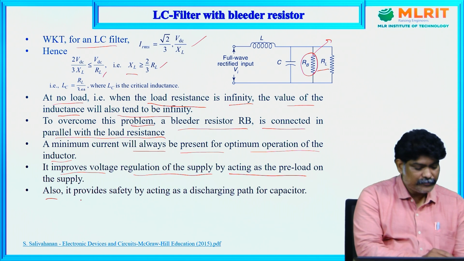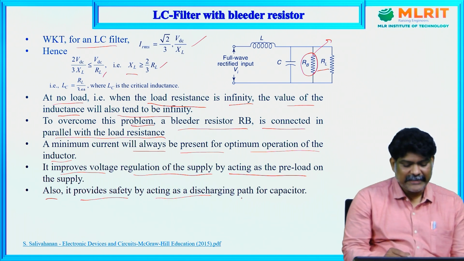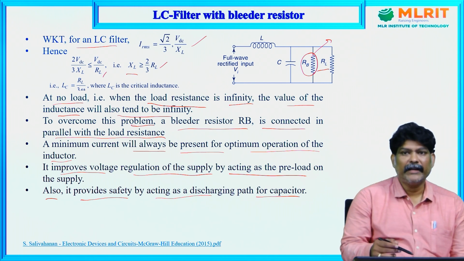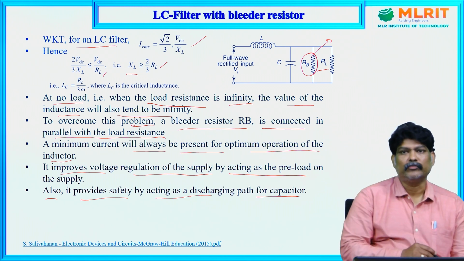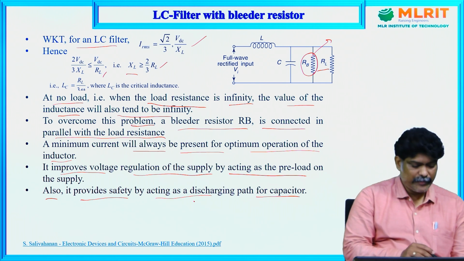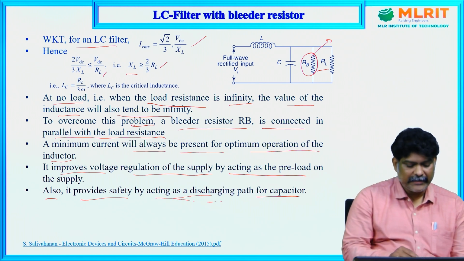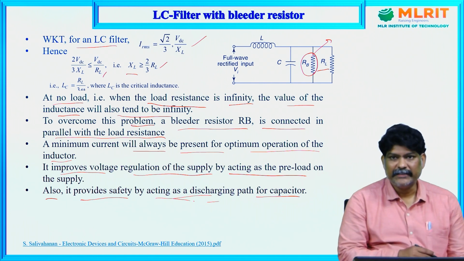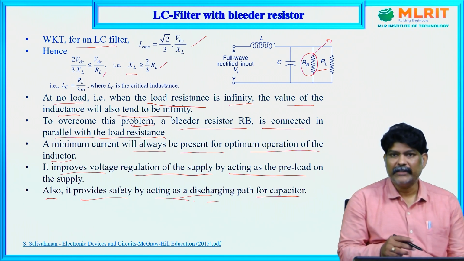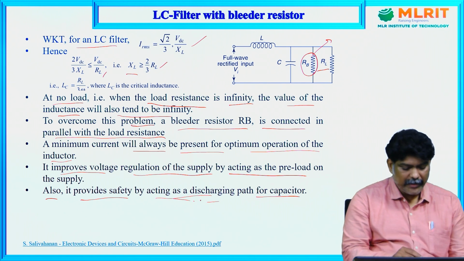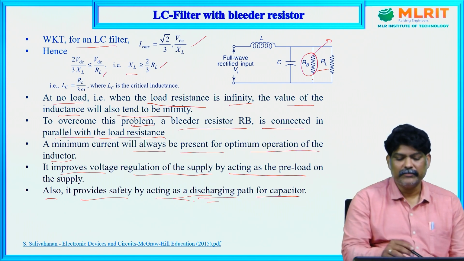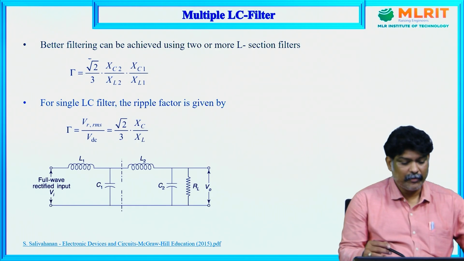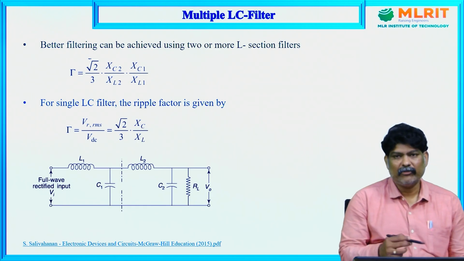And it also provides safety by acting as a discharging path for the capacitor. So the unwanted AC component will not be available at the output because of this reason. Otherwise, you will get an AC ripple component in the output. So filtering cannot be done if you are not providing these bleeder resistors. Okay, so this is about the bleeder resistor, the advantage of bleeder resistors.